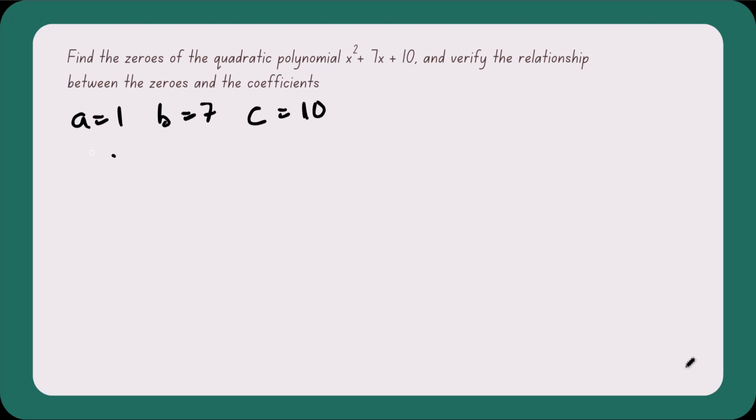We can write this as x squared, right? So we need 10 as the product and the sum should be 7. So 5 twos are 10, and 5 plus 2 is 7. So x squared plus 5x plus 2x plus 10, equal to 0, I'll put.